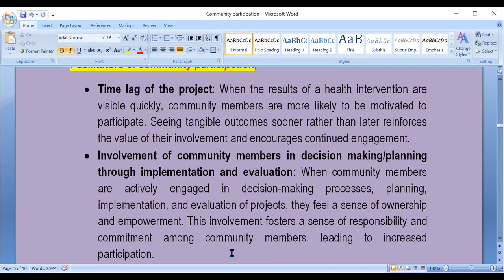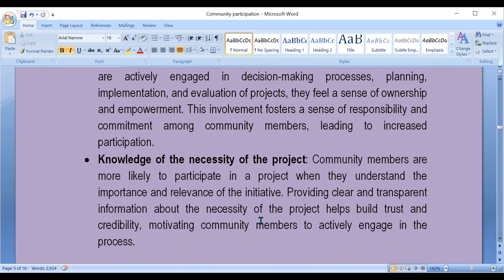The next is involvement of community members in decision making and planning through implementation. We've said it. When you do this, they will feel a sense of ownership, they will be empowered, they will protect it, and they will participate.